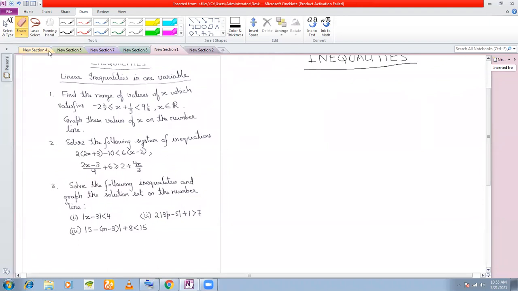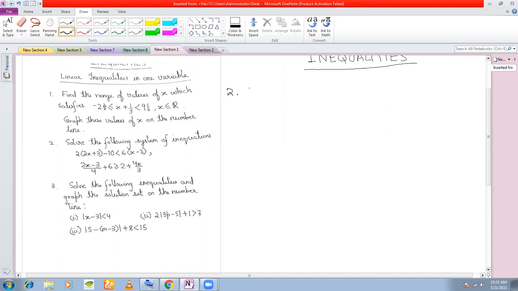The next one here is: solve the following system of inequations. Whether I say inequalities or inequations, it's the same thing. System of inequations. A system means more than two inequations, say 3 inequations. The entire 3 inequations collectively is called a system.